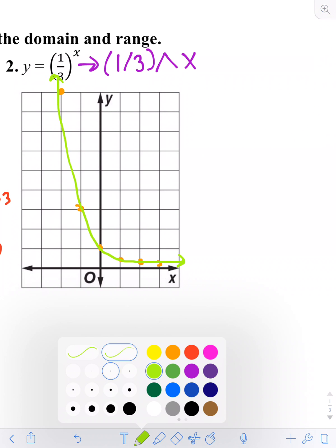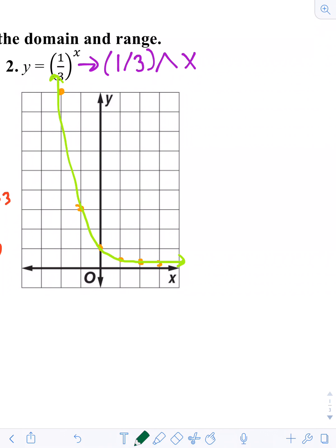The first thing that I need to do is find my y-intercept. So again, y-intercept is where it crosses the y-axis. Here's where it crosses the y-axis, right there at that point, and that still is (0, 1). Your domain will always be all real numbers.